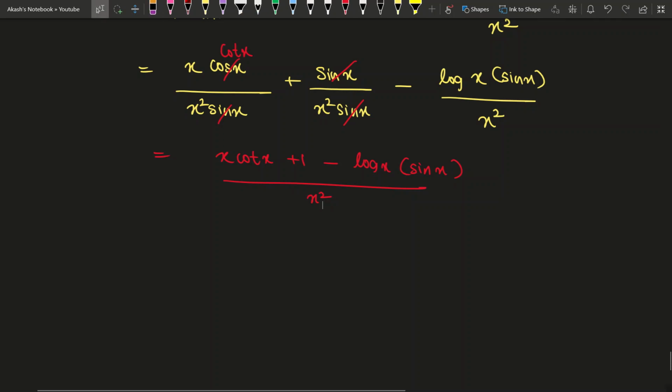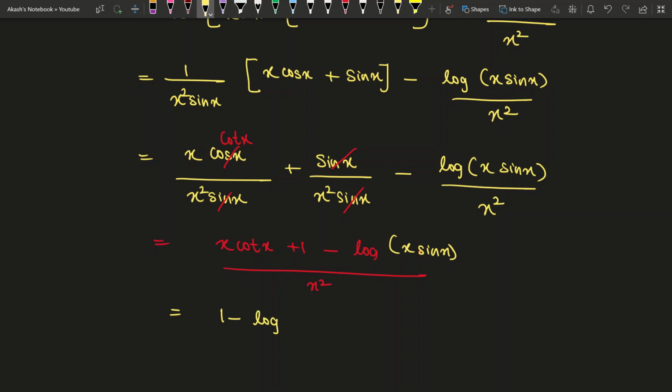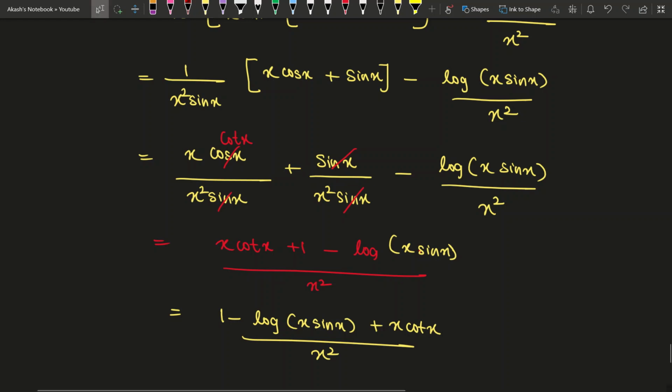In the above step, because x sin x was the function of logarithm, we should not write it like this. Please correct it, it should be logarithm of x sin x. If you take 1 at the beginning, it is going to be 1 minus logarithm of x sin x plus x cot x divided by x square.